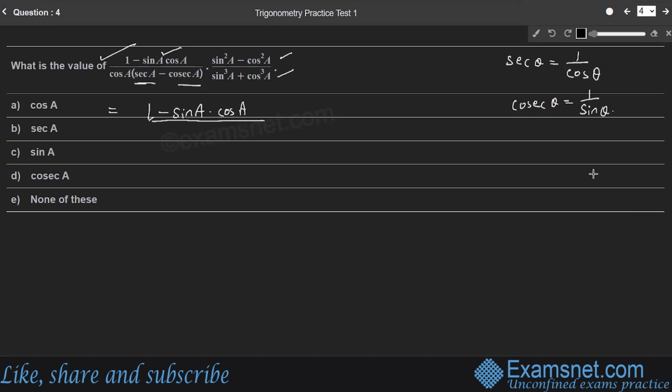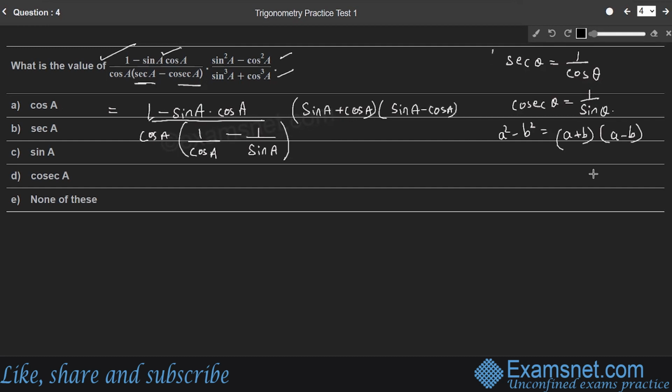divided by cos A into, so secant A is 1 by cos A minus cosecant A is 1 by sine A. And the next term is sine square A minus cos square A, which is in the form of a square minus b square, which is equal to a plus b into a minus b. Therefore, sine square A minus cos square A becomes sine A plus cos A into sine A minus cos A.